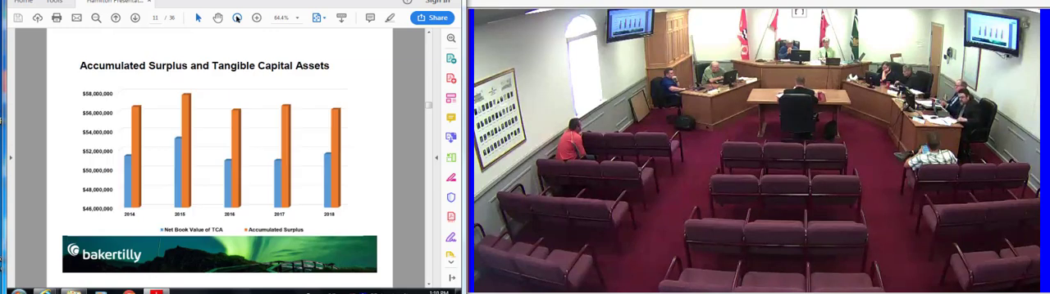Next is a quick summary of your accumulated surplus to tangible capital assets. This graph here shows how those amounts have changed overall. The main thing you should want to remember from this graph is the orange bar should always be higher than the blue bar, so that you have more equity than just what's tied up in your capital assets, showing that you do have reserves and such.